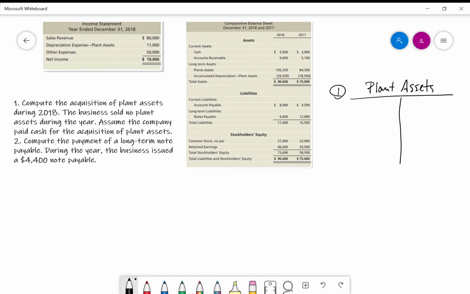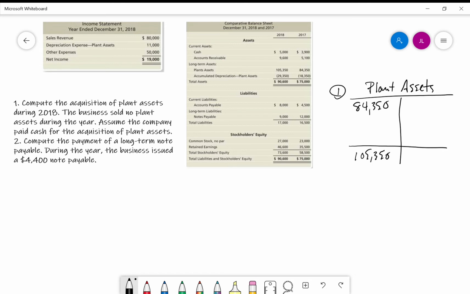And basically, if we look at our comparative balance sheet, we can see at the end of the last period, 2017, we had $84,350 worth of plant assets. At the end of 2018, and let's put this in here, it's an asset, it carries a normal balance on the debit. So we end the year with $105,350.